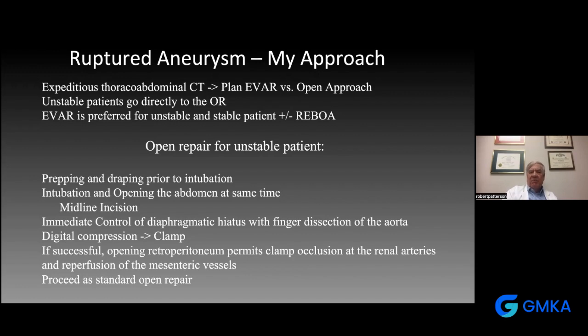I use a midline incision for open repair because of the rapidity of the procedure. And then at the diaphragmatic hiatus, you can do finger dissection of the aorta and apply a clamp in a relatively short fashion. And that then stabilizes the patient, or should stabilize the patient, and allows you to open the retroperitoneum in a more traditional fashion infrarenally. And the clot has often done the dissection for you, and you can place your clamp either just below or above the renal arteries, depending upon the anatomy. And then that just turns into a standard open repair when you remove the diaphragmatic clamp.